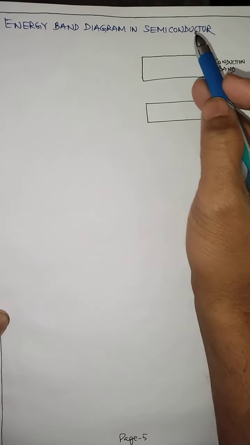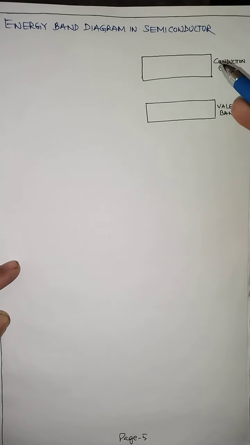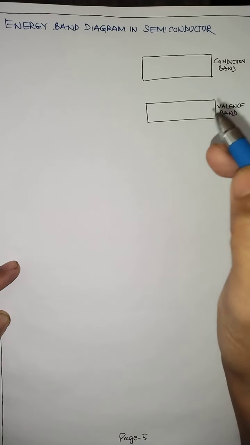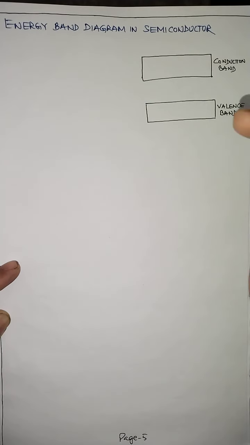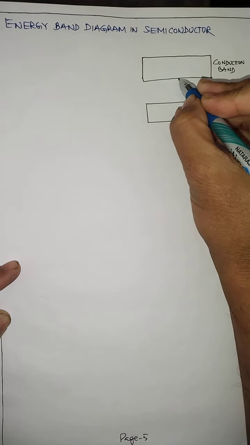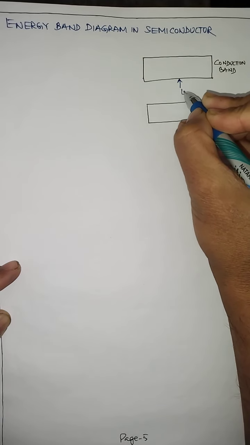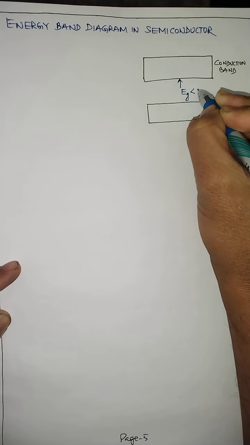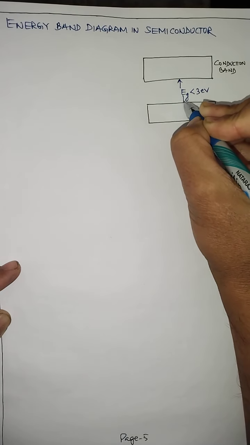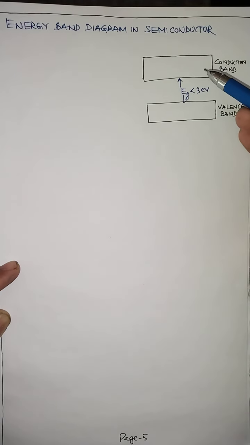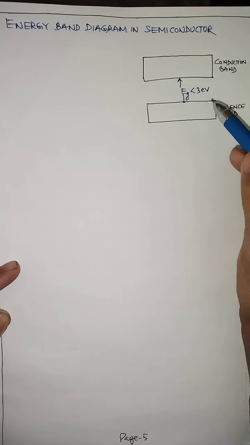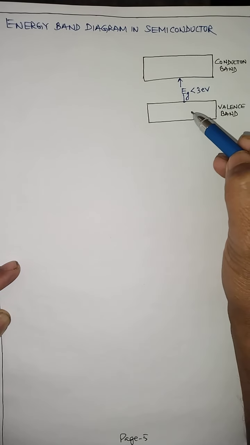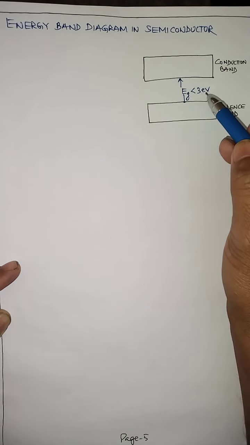Basically in a semiconductor, the energy gap between the conduction band, you can see this is the conduction band, and the valence band is less as compared to an insulator. This energy gap, Eg, will be less than 3 electron volt. So that means the conduction band lies just at a certain distance above the valence band, so that the energy gap between the conduction band and valence band is less than 3 electron volt.